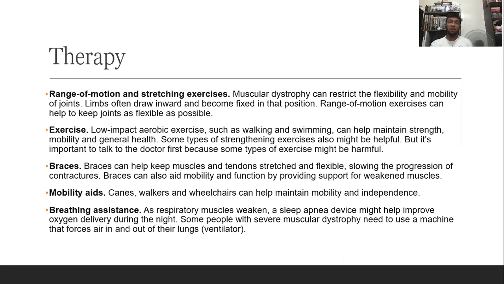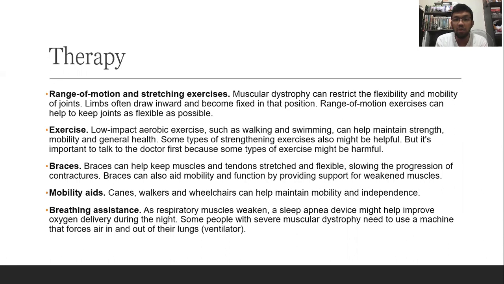So what we do is help with range of motion and stretching exercises, since muscular dystrophy can restrict flexibility and mobility of the joints. Limbs often draw inward and become fixed in that position. So we help the patient with range of motion exercises to keep these joints as flexible as possible.